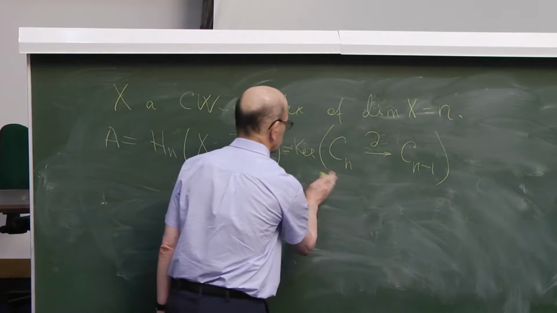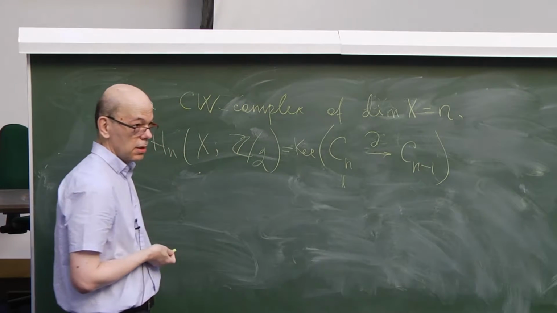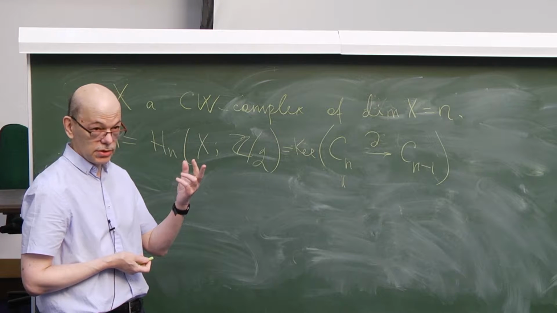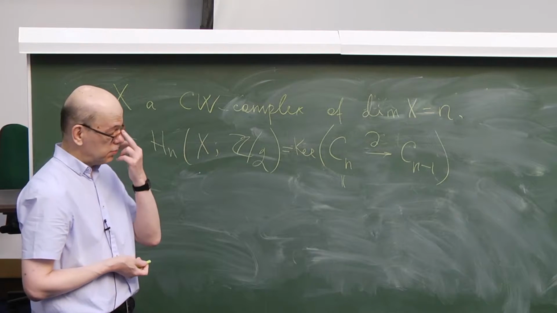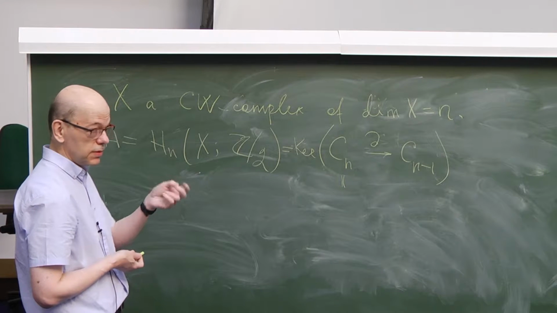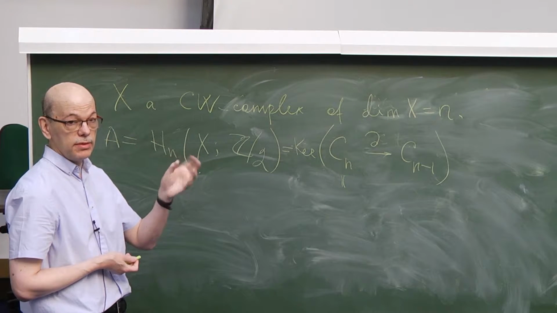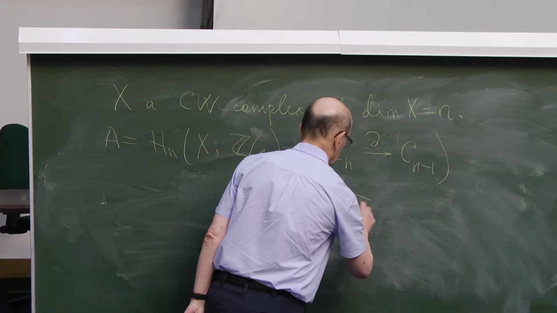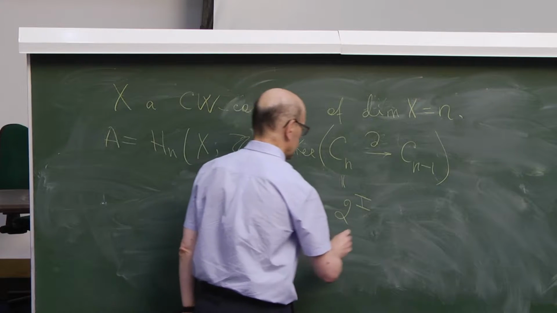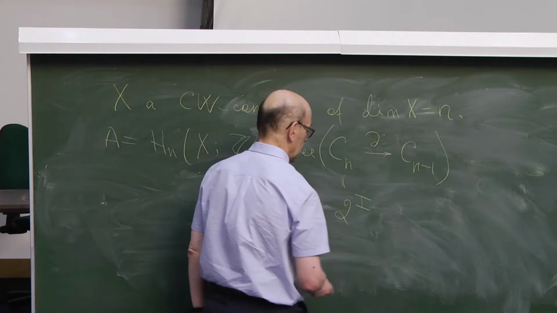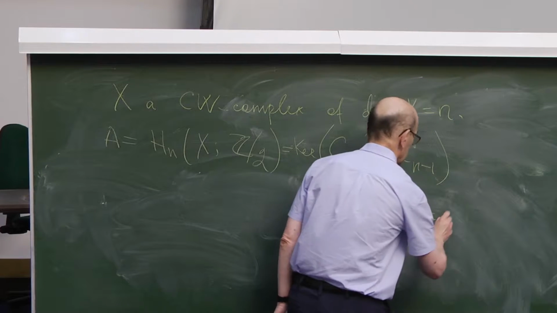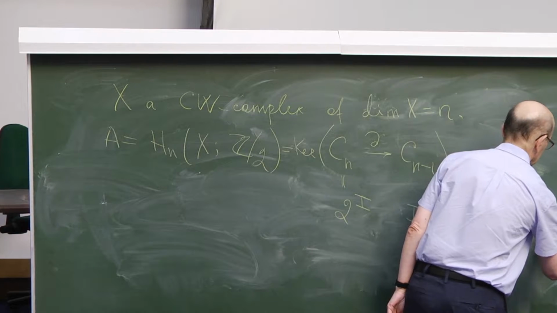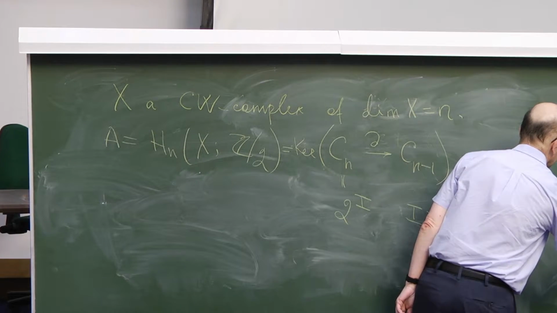Now, what is Cn? Elements of Cn are linear combinations of n-dimensional cells. So this is a vector space over Z2 with a specified basis. The basis is just the n-cells. So this is nothing else but the additive poset 2 to the power I, where I is the set of all n-cells of X.